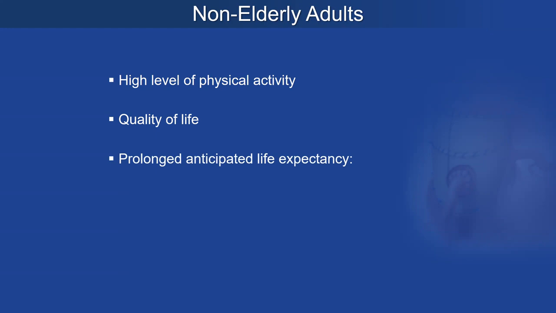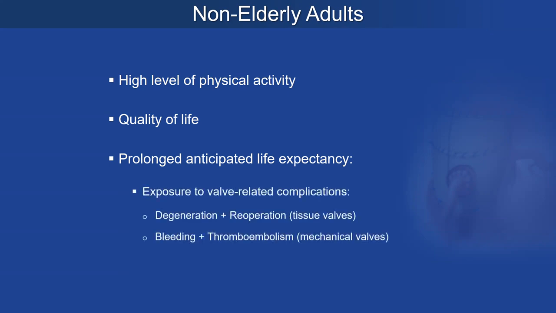The most striking feature between a non-elderly and an older patient is the prolonged anticipated life expectancy of a younger patient, which exposes them to the risk of valve-related complications in the long term, whether that be degeneration and reoperation with tissue valves or bleeding and thromboembolism with mechanical valves. So the first point that we have to discuss when it comes to the rationale of why to do a Ross is really, what about conventional aortic valve replacement in these non-elderly adults?